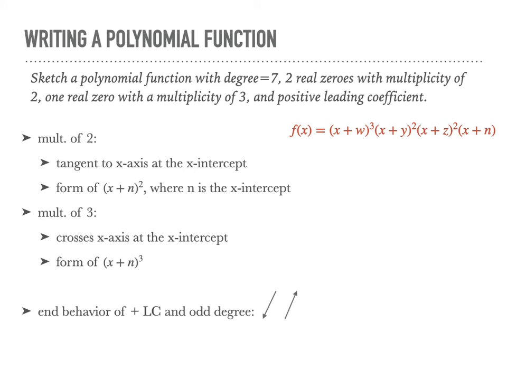So just an example of a possible equation you could use is just x plus w cubed times x plus y cubed times x plus z cubed times x plus n. So w, y, z, n are just whatever x-intercepts that you want to plug in. And these are just the requirements that would satisfy the conditions given to us.